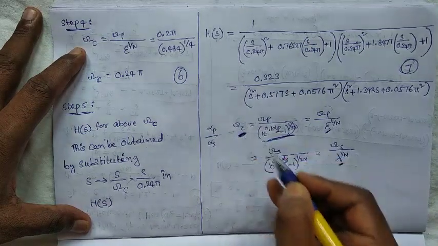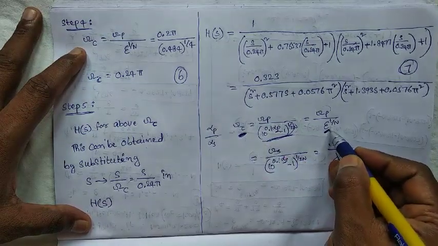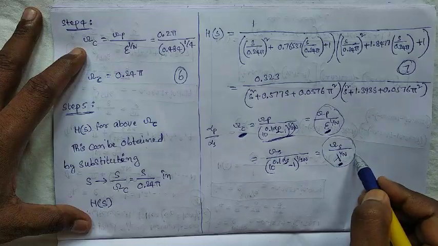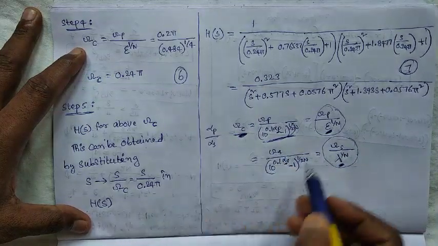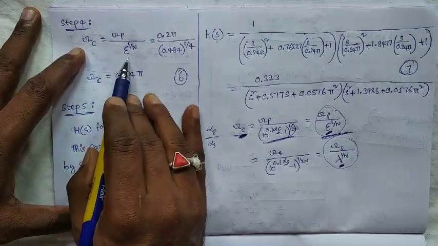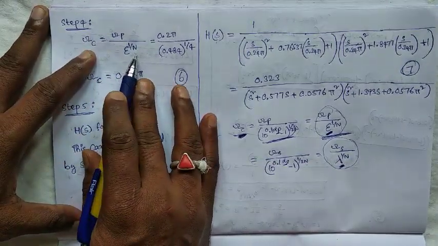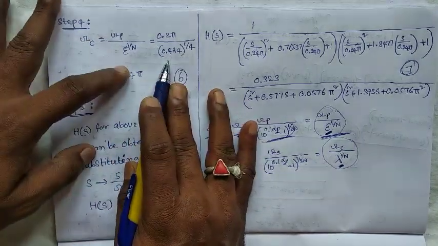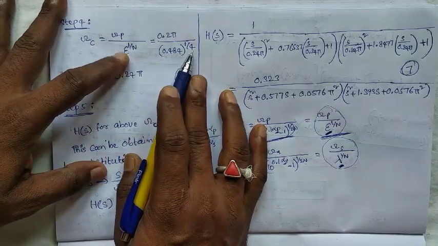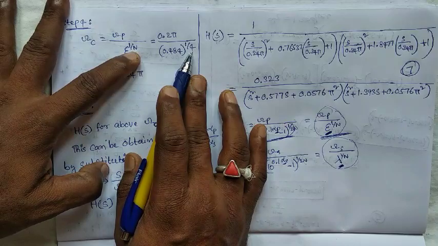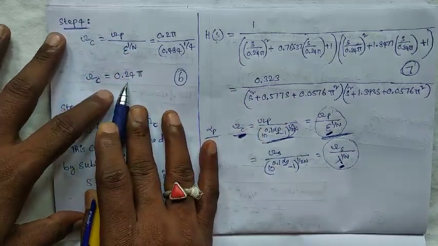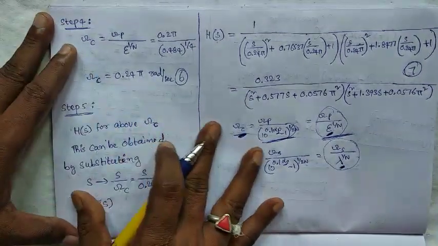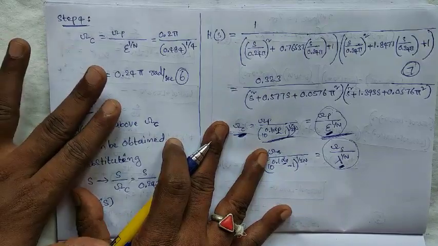We are determining the cutoff frequency. Either you use this formula or that formula. Here I am using this formula: omega p by epsilon power 1 by capital N, which is equal to 0.25 by epsilon value 0.484 whole power 1 by capital N. Capital N value we already calculated, capital N is 4. Here the cutoff frequency is equal to 0.24 pi radian per second. In the fourth step, we are calculating the cutoff frequency.